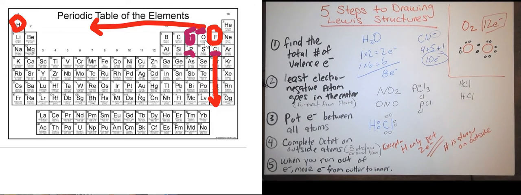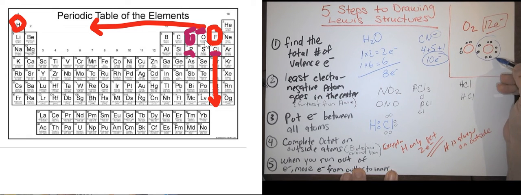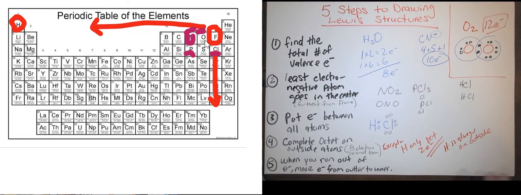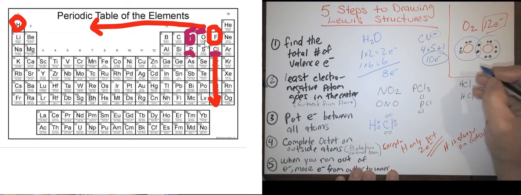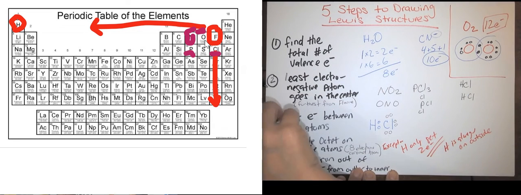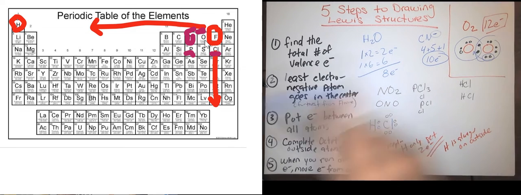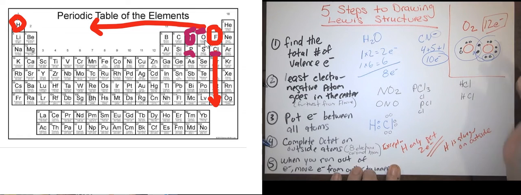Well, uh-oh, something's going on here. I have 12, but this is the octet rule, 2, 4, 6, 8, perfect. But here, I only have 2, 4, 6. Not good. So what do I do? Well, I'm going to move one of these here. I'm going to take these electrons and move them here. Can you see that? So you're going to get something that looks like this.